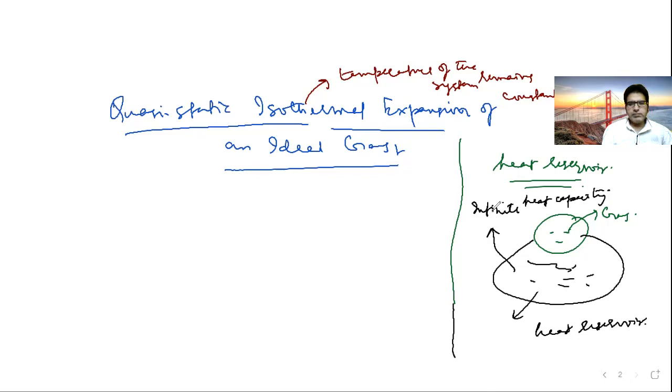Now we want to find the expression for the work done by the gas if it expands against the piston isothermally from volume V1 to V2. First, I draw the PV diagram.